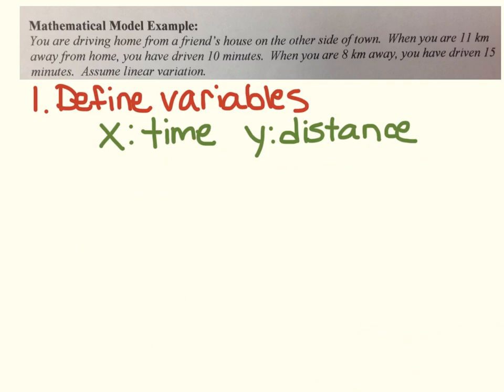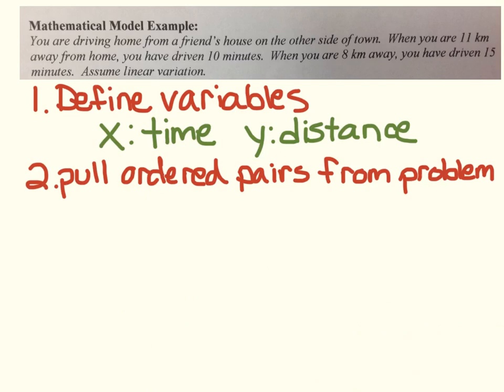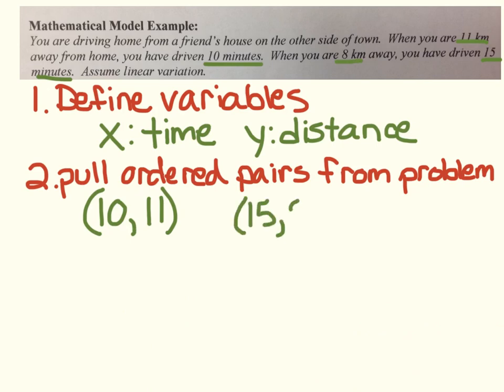Once we figure out what we're working with, we're going to pull ordered pairs out of the problem. So in this case, we know that the first ordered pair is 11 kilometers in 10 minutes. So that goes 10 because time is the x, comma, 11 because the distance is the y. And then the second one is 8 kilometers away at 15 minutes. So time is the x, 15, and the distance is 8. So those are two ordered pairs from our problem. Now we did a bunch of problems earlier where you were given two ordered pairs and I asked you to write the equation. That's exactly what we're doing now.